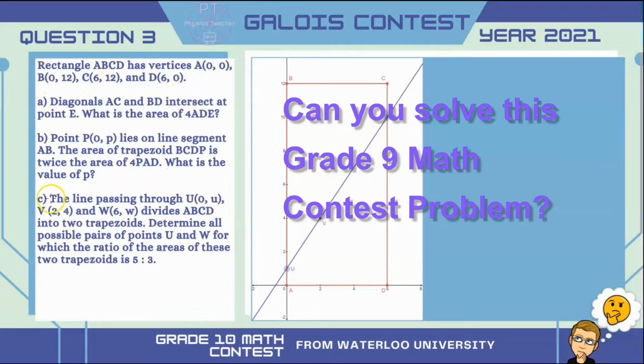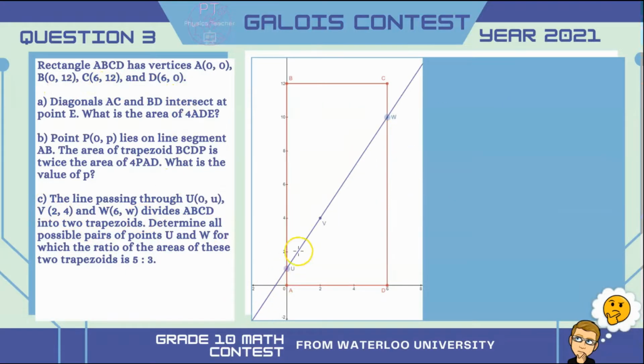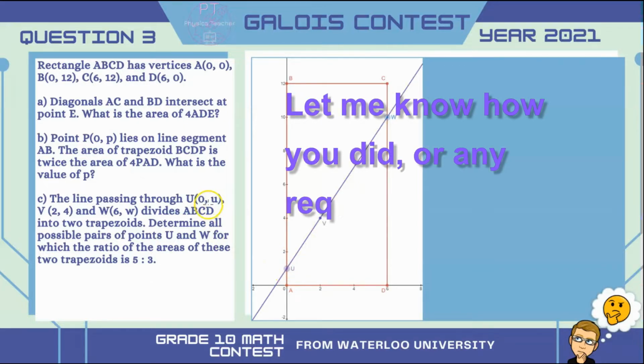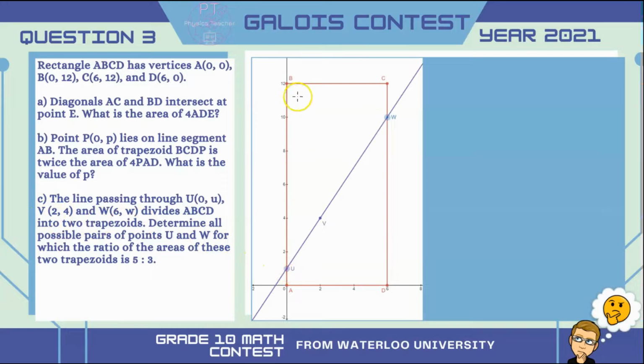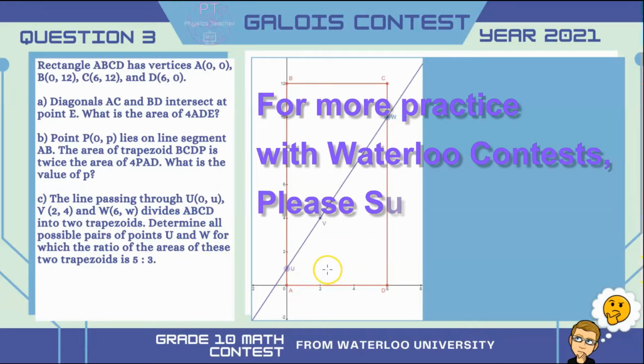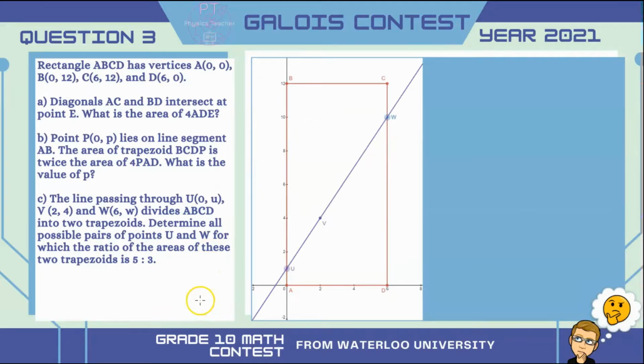And we culminate in part C, which says that this line that passes through point U, which we don't know, and W, which we don't know, and V, which we do know, divides this rectangle into 2 trapezoids, and we need to determine all the possible pairs for U and W for which the ratio of the areas of these 2 trapezoids will be 5:3. Give the 3 questions a try.